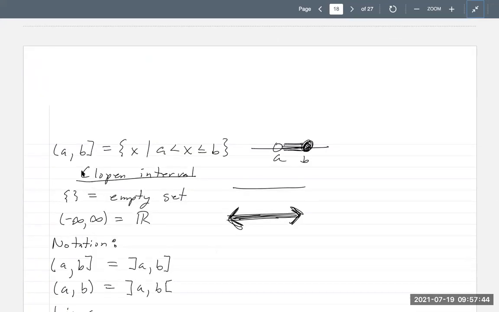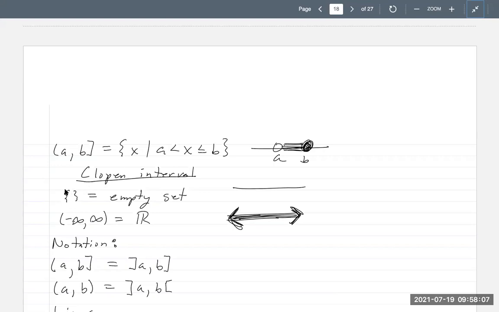Lastly, we have the intervals that are both closed and open. Since they're both closed and open, we call them clopen. So we just sort of combine the two words into one word. So a clopen interval is an interval that's both closed and open.